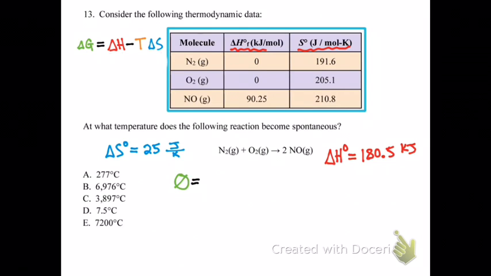So we have 0 is equal to our 180.5 kilojoules minus T, which is what we're solving for, and then delta S. I'm going to convert delta S into kilojoules per Kelvin because I prefer to work in kilojoules. So I'm going to divide this number over here by 1,000, or 1,000 joules in 1 kilojoule. So we'll get 0.025 kilojoules per Kelvin.